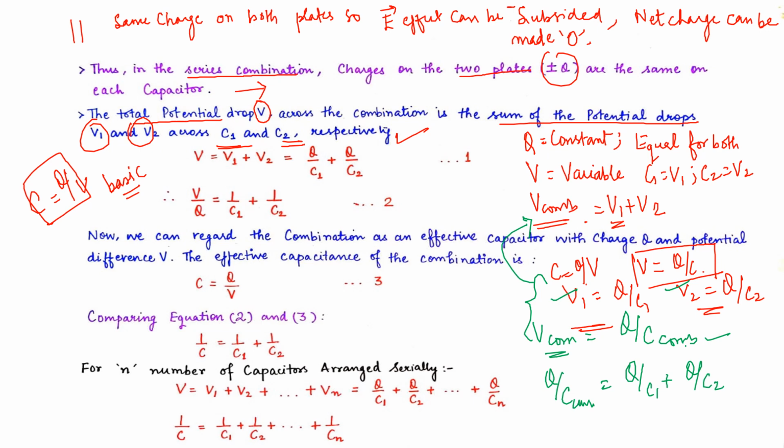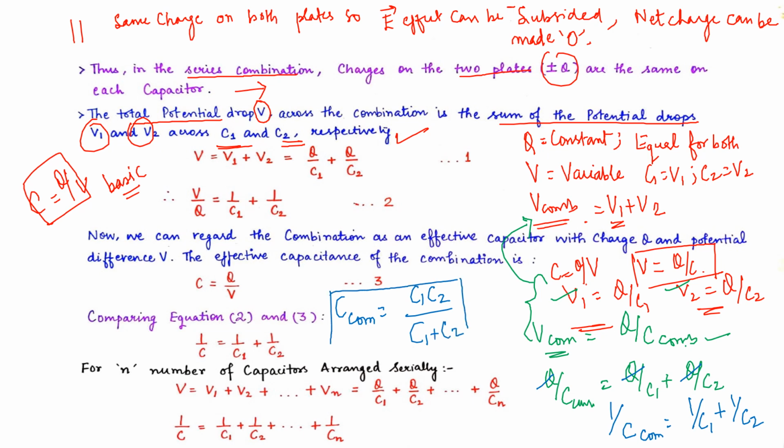Now Q is the same in all the three terms, so Q will cancel out. What we are left with is C combination: 1 upon C combination equals 1 upon C1 plus 1 upon C2. Then the C combination comes to be C1 C2 upon C1 plus C2. This is the formula for a combination of capacitors in series. This is the last formula.